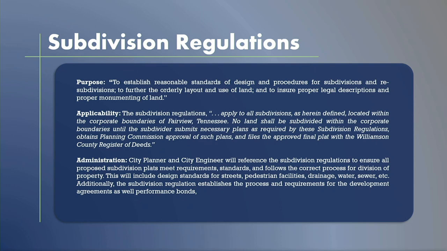If someone has property and they wanna subdivide it for commercial uses, it's still gonna have to follow the established process for subdivision of property, which is found within the subdivision regulations. Under applicability, right there has a quote from your subregs, applies to all subdivisions located within corporate boundaries of Fairview, Tennessee. So it doesn't necessarily have to be residential in use, it can also be commercial in use as well, or industrial.